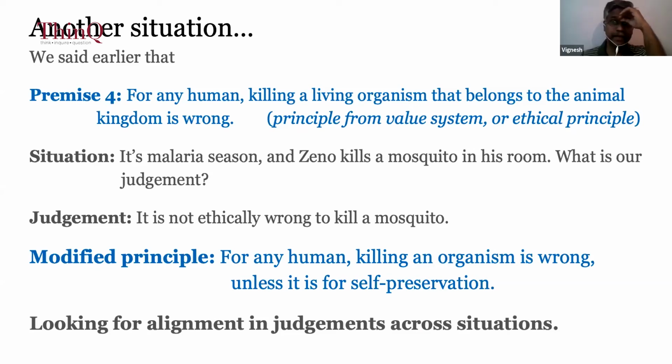So if I may interrupt, when you say judgment across situations, the first situation that we took was Zeno killing a cat. The second situation was Zeno taking antibiotics to kill bacteria. The third situation is Zeno killing a mosquito in malaria season. So these three different situations, and if I may say, what we are looking for is a principle that would allow my judgments to be right across these three different situations. In other words, to derive the judgment that you have from the same set of principles.